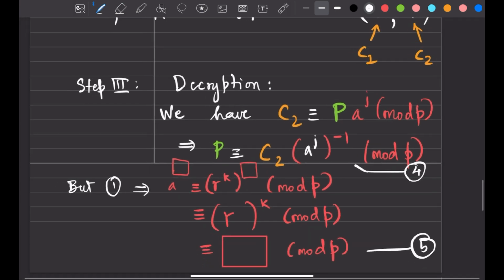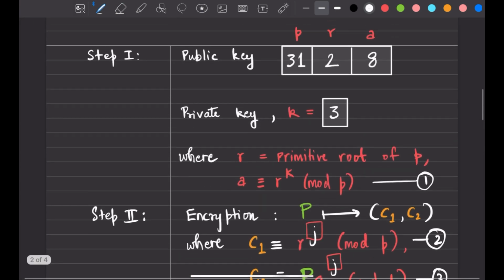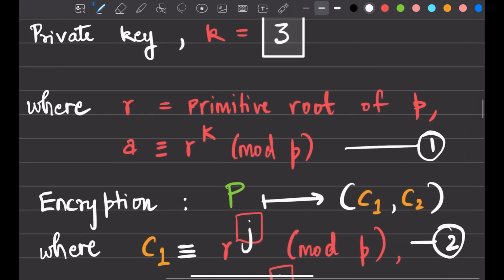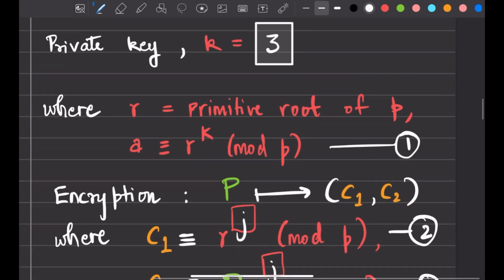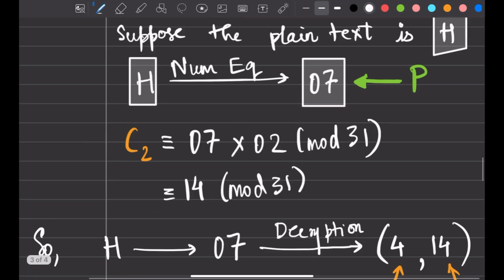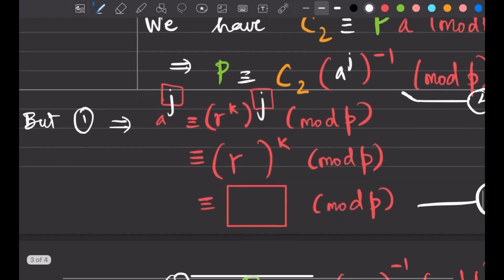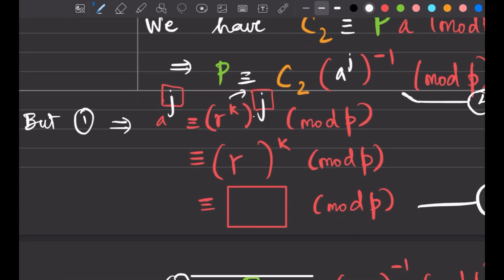I know that my equation number 1, which is A congruent to R raised to K modulo P, and I wanted to find out what is A raised to J. So I can raise both sides of this equation number 1 to J power. I will get A raised to J congruent to R raised to K, the whole raised to J. Now I can interchange the positions of J and K to get J inside.